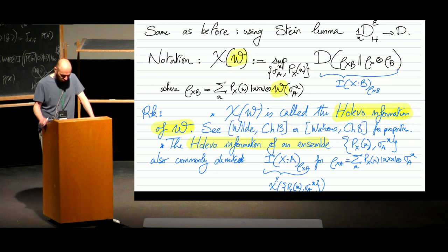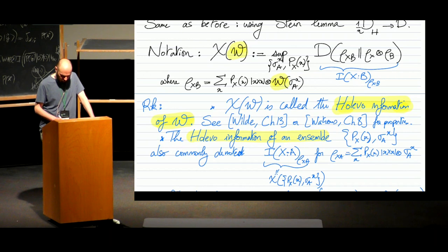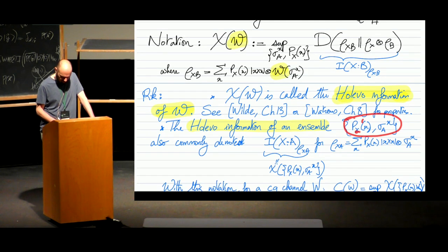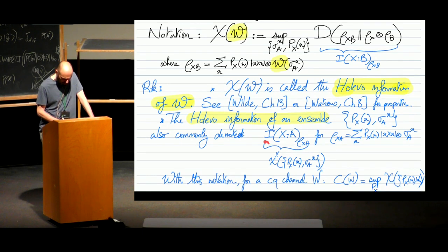The Holevo information is also used quite a lot, not necessarily for channels, but just for a family of states, for an ensemble of states, so a set of probability distributions and states. It's just one way to define it: the mutual information between X and the corresponding system A. I define the state rho XA, which is the sum of P of X, projected on X, tensor sigma AX. And I look at the mutual information between X and A.